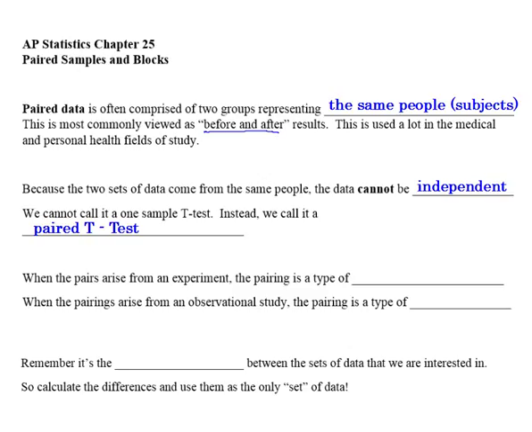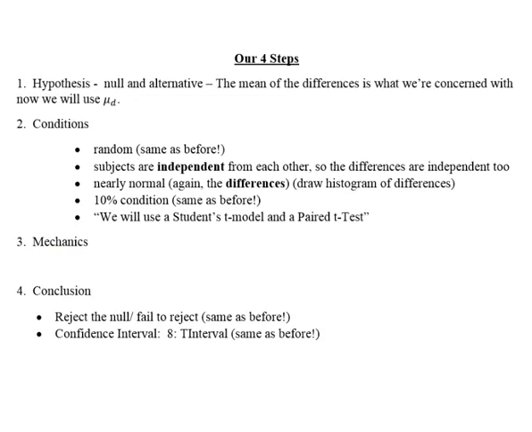Just as a couple little reminders, when pairs arise from an experiment, that is a type of blocking, and when the pairing comes from an observational study, that is what we call matching. So blocking and matching are the same sort of concept, but remember, blocking is specific to experiments, and matching is specific to observational studies. Remember, in observational studies you aren't interfering, you're just watching what happens. The key thing to remember here is that this is a difference between sets of data, and so when you calculate the differences, you're only going to use that particular set of data. We're going to get into that as we talk about our 4 steps.